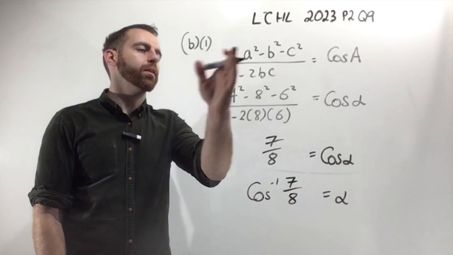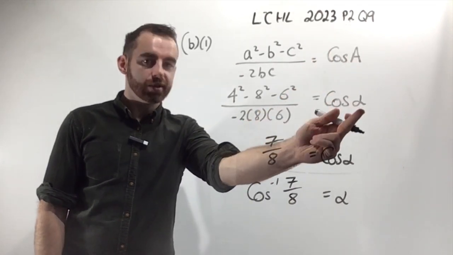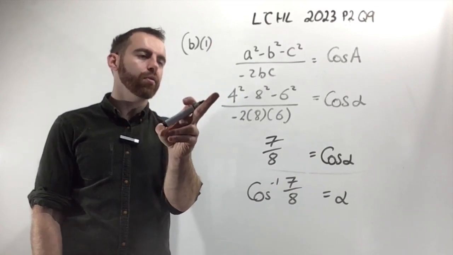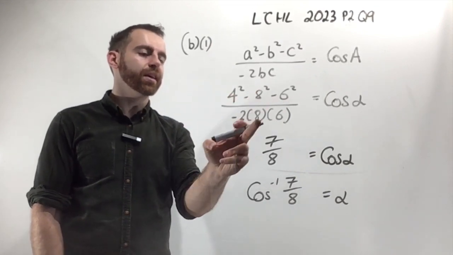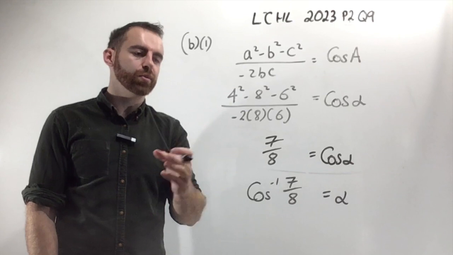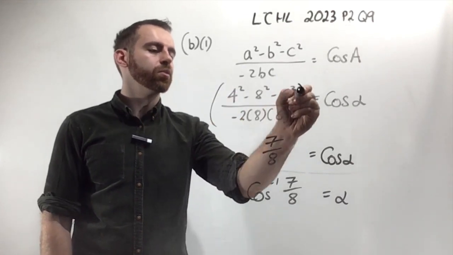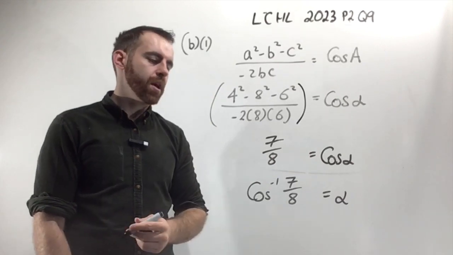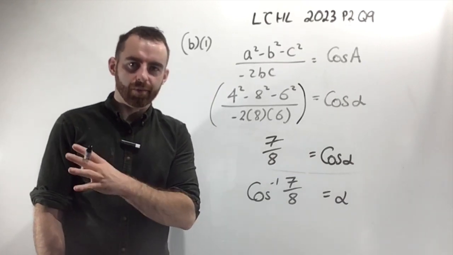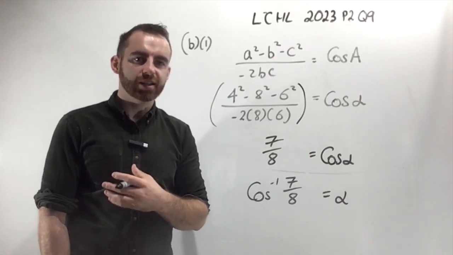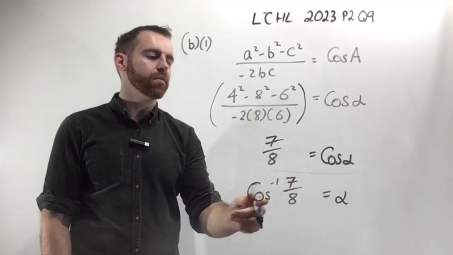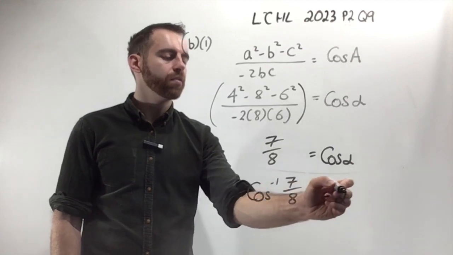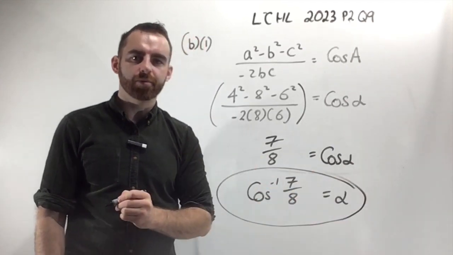So if we sub in, instead of our angle A, we now are using angle alpha, and opposite alpha, small a, we sub in 4, then b and c are 8 and 6, but it doesn't matter which one is b and which one is c. And all you should do then is plug that entire fraction into your calculator and you get 7 over 8. Now, be careful of the format you need to leave your answer in. It's said to prove that alpha is cos inverse 7 over 8. So obviously you just bring the cos over and you get cos inverse 7 over 8. And that's your final answer for B part 1.